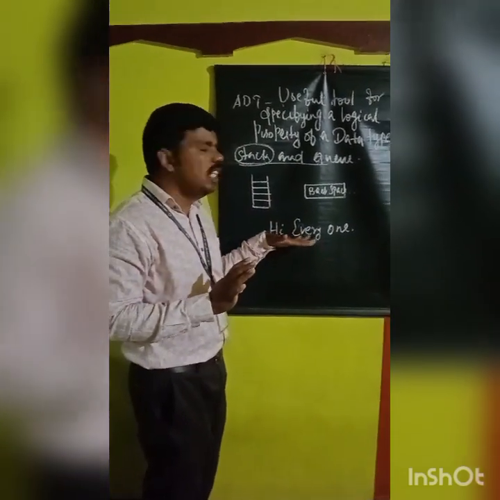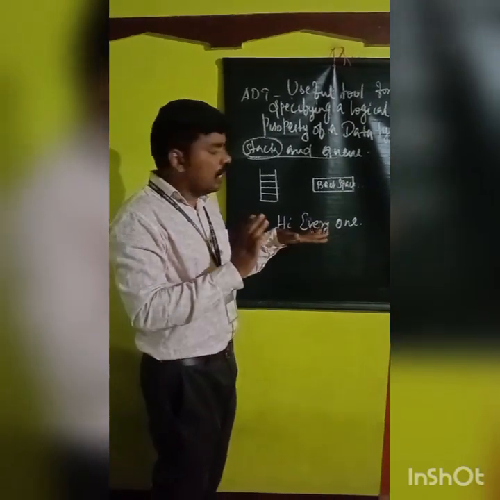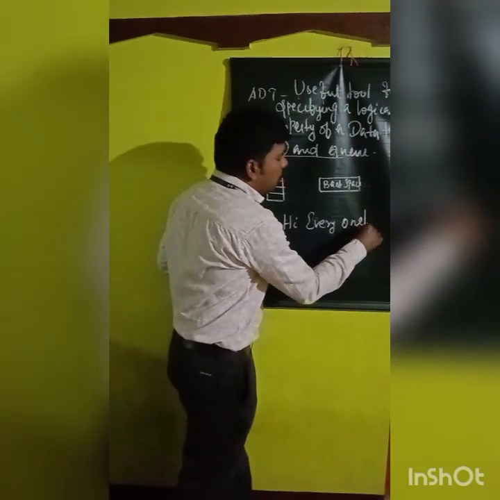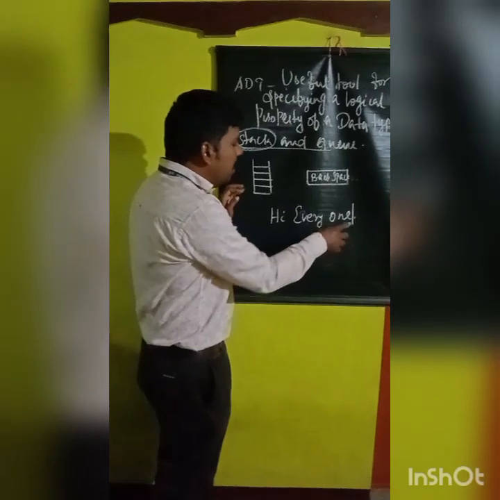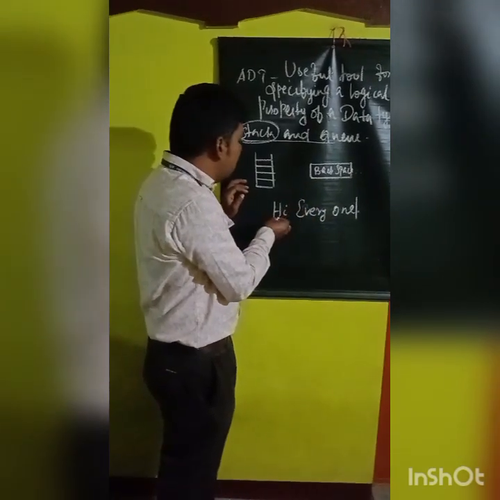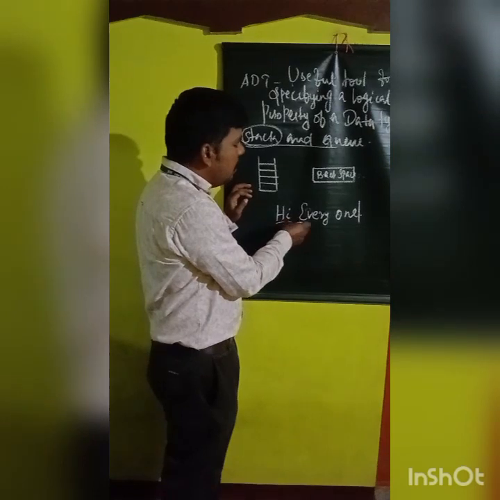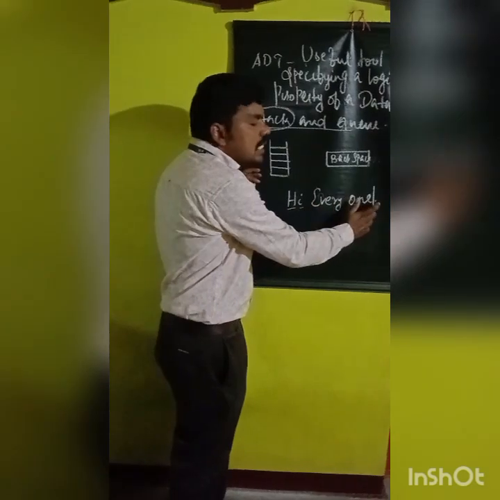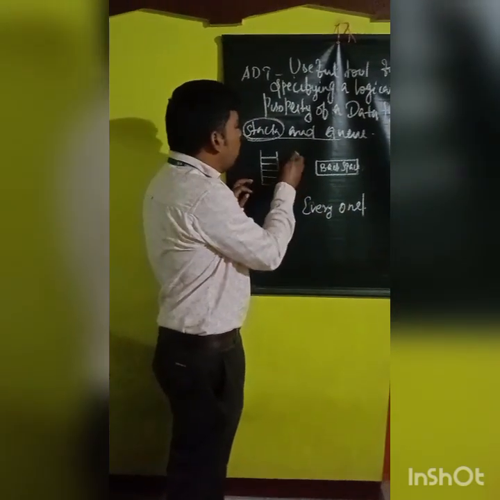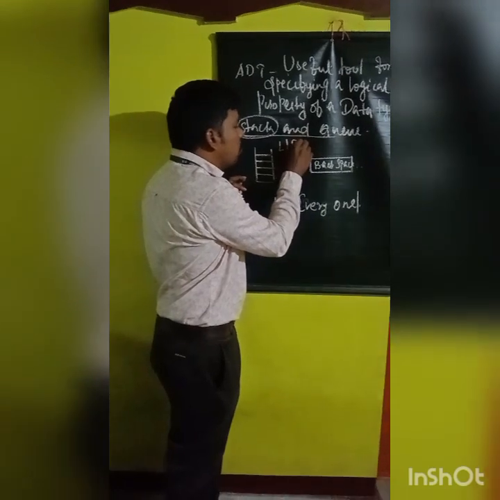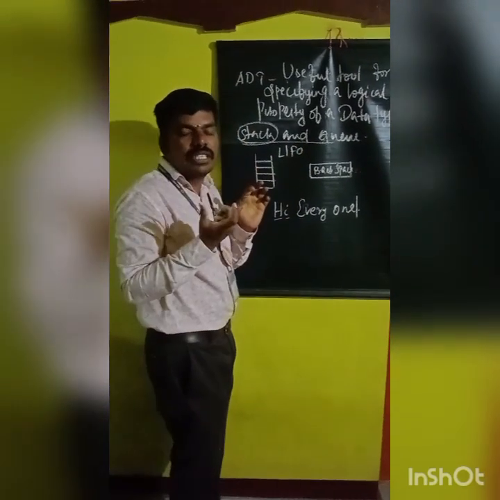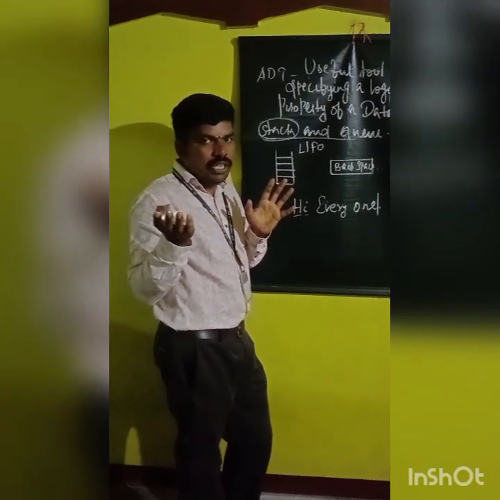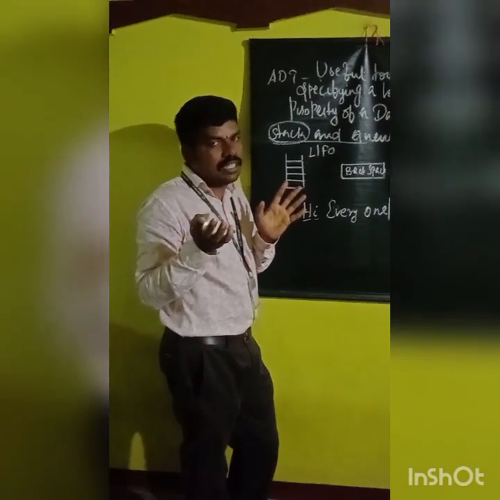We need to remove this particular data from the screen. The cursor is pointing at the end here. The elements inserted into the screen at first are H, then I, E, V, E, R, Y, O, N, E. This was the insertion method. The stack follows the principle of last in first out because the element inserted into the stack at last can be removed from the stack first.